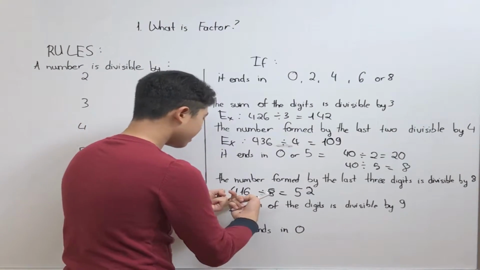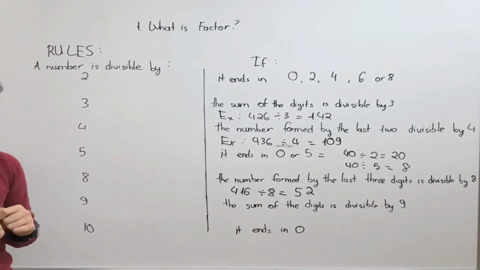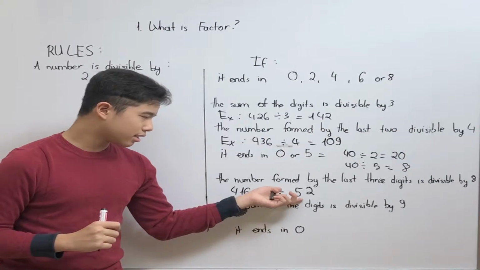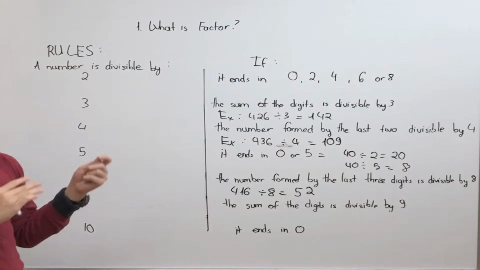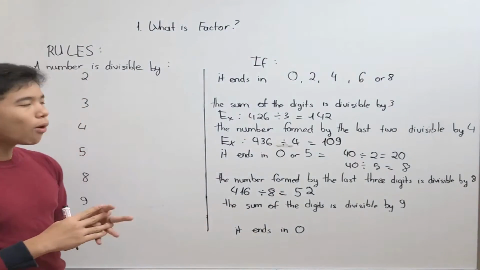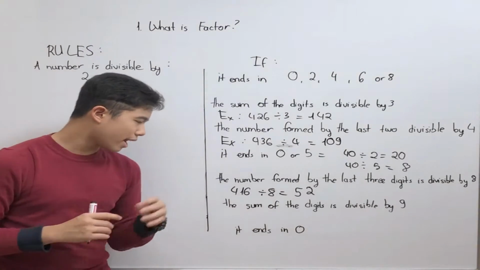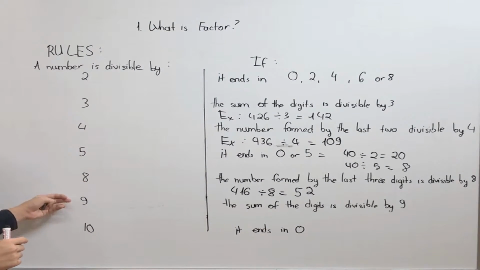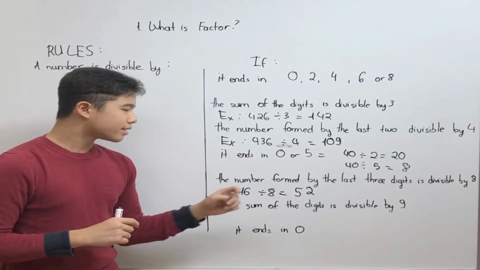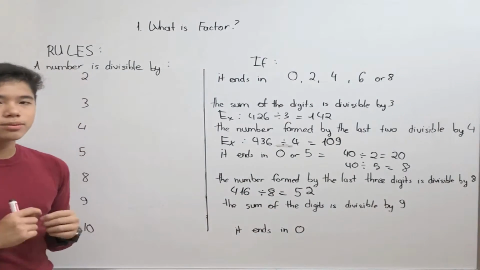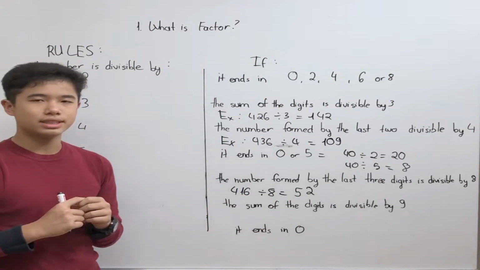Because 16 is divisible by 8, the answer is divisible by 8. It's a factor of 8. So 416 is a multiple of 8. Let's move on to number 9. The sum of the digits is divisible by 9.